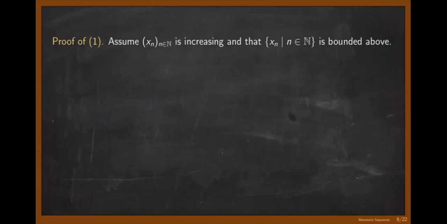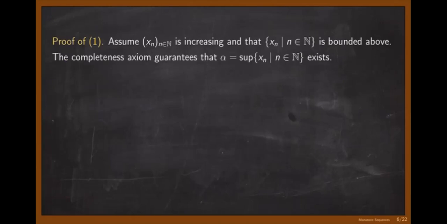So for example, x sub n, in this proof, let's assume that the sequence x sub n is increasing and that the set of the terms is bounded above. So those are the assumptions. We will prove that if alpha denotes the least upper bound, which we know to exist by the completeness axiom, the sequence actually converges to that least upper bound. Again, proofs of convergence normally begin with let epsilon be greater than 0.